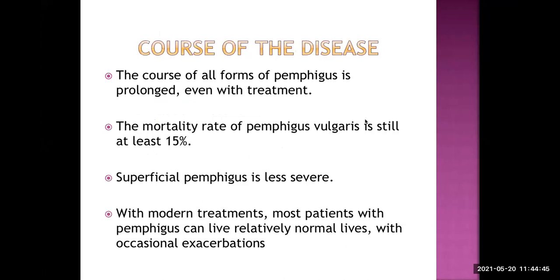Now, let's talk about what is the course of the disease. The course of all forms of Pemphigus is prolonged even with treatment. So this is a difficult disease to treat. The mortality rate is still at least 15%. 15% of the people may die because of different complications in case of Pemphigus. Superficial Pemphigus is less severe than the deeper one. And with modern treatment, most patients with Pemphigus can live relatively normal life with occasional exacerbation.